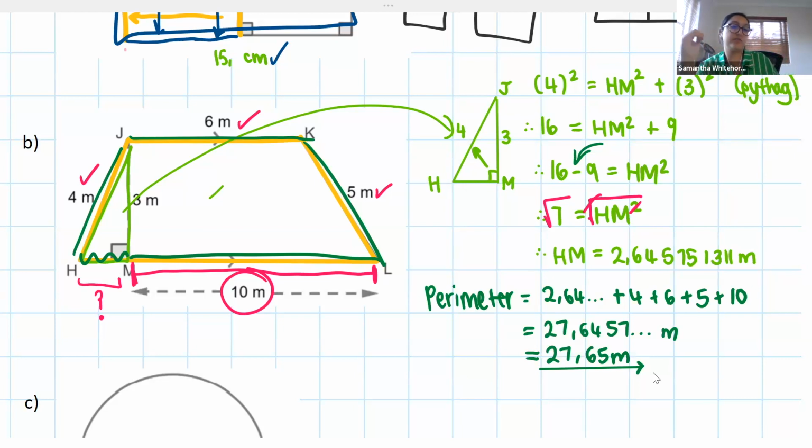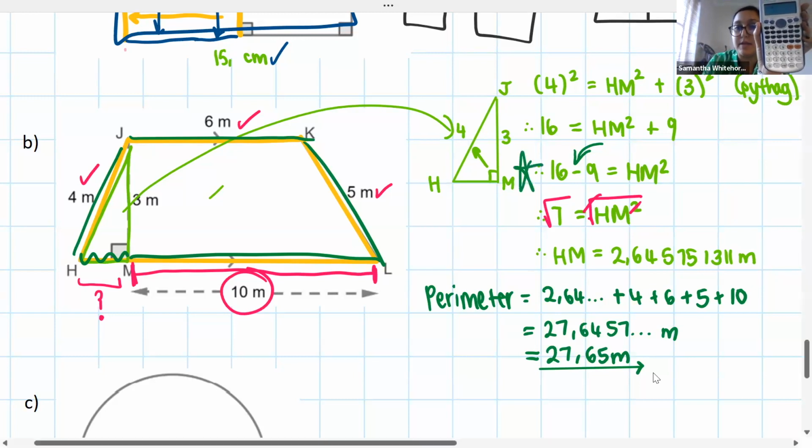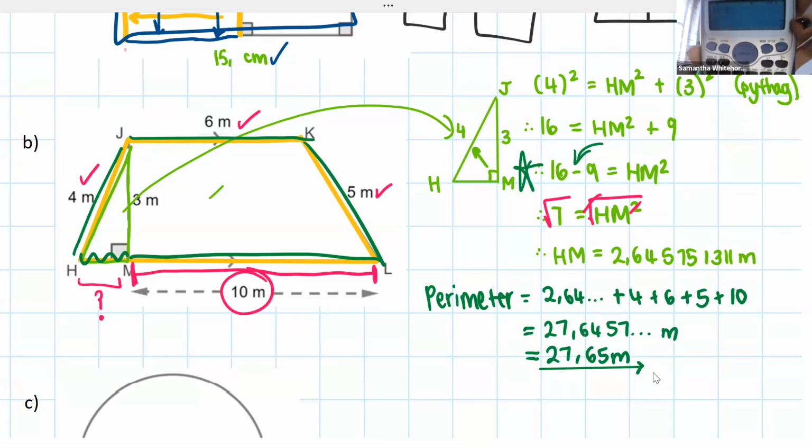Okay, there's a question of, please show me how you got the 2,64 on the calculator. All right, so 16 minus 9, whoopsie daisies. Okay, and just in case we don't know where I am, I'm here at that working out. So 16 minus 9 is 7. That gives us HM squared. I don't want HM squared, I want HM. So I need to square root that answer. So I need to square root 7.